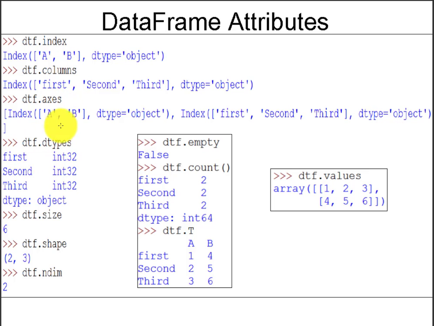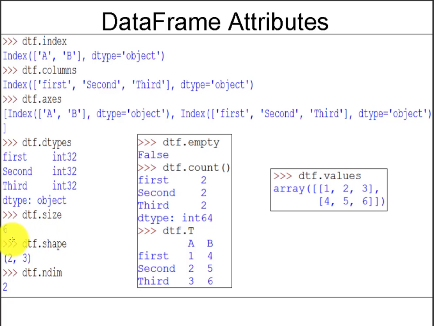Now if you want to check the data type of your data frame, simply write DTF dot dtypes. It will return the data type of all the columns. Next, if you want to see the size of your data frame, simply write DTF dot size. That command will return the size of your data frame. You can see here the size is 6, the total number of elements.